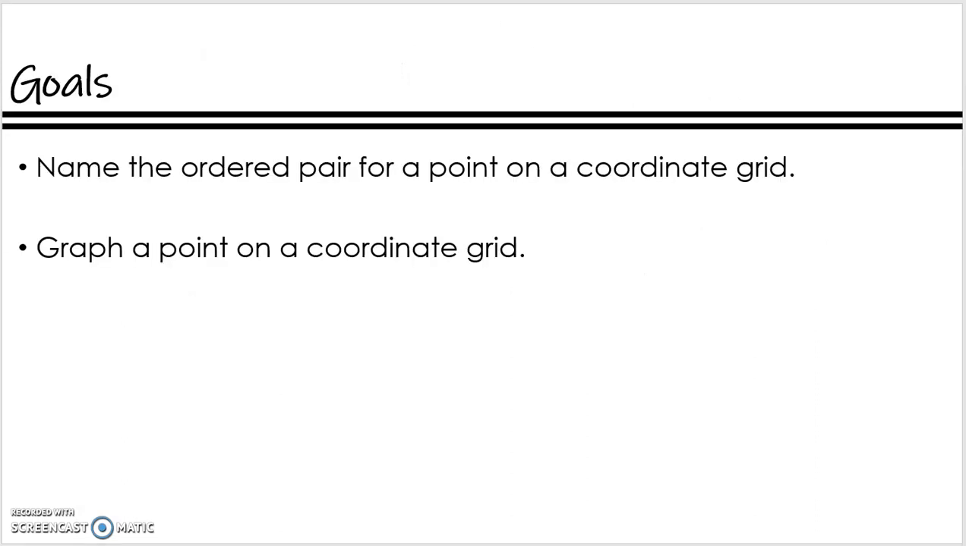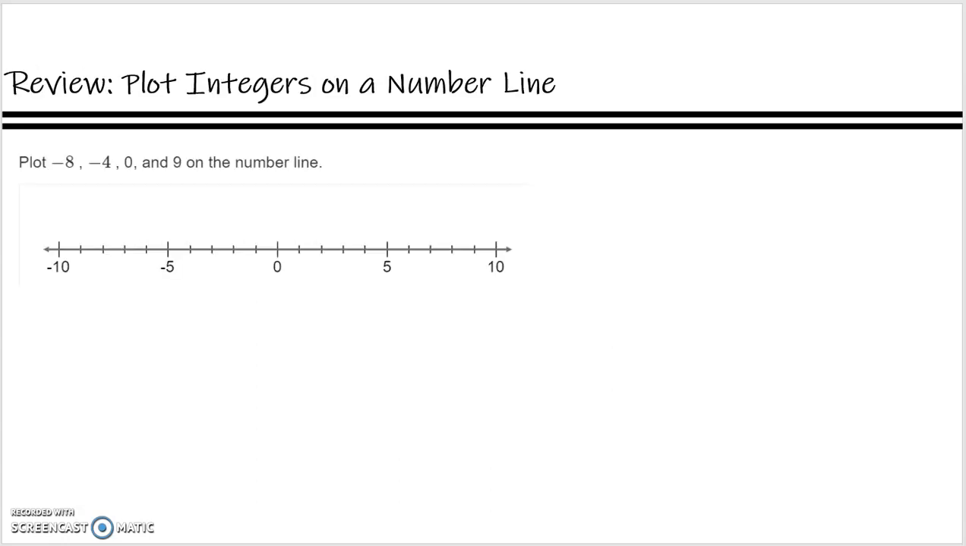Our goals for this video are to name the ordered pair for a point on a coordinate grid and graph a point on the coordinate grid. Before we get started, let's remember how to plot integers on a number line. So go ahead and point to where -8 would go, -4, 0, and 9.